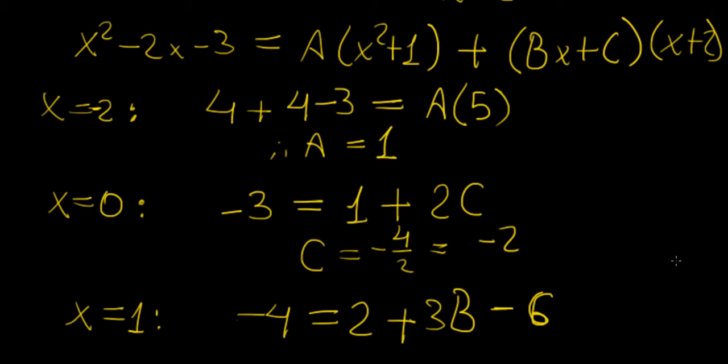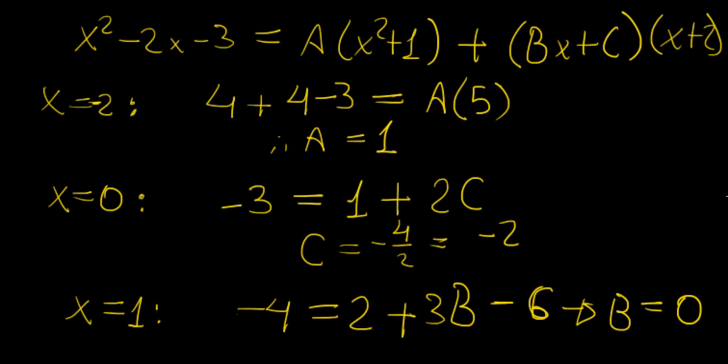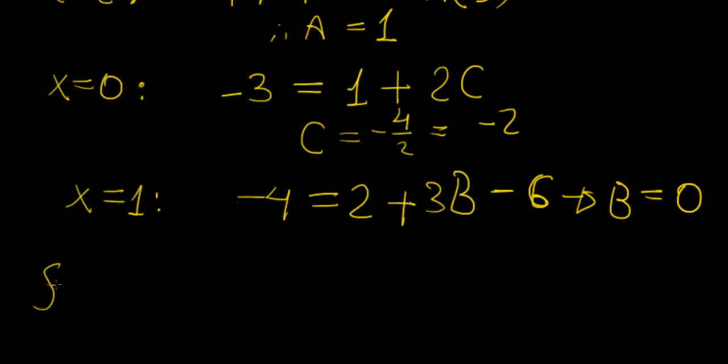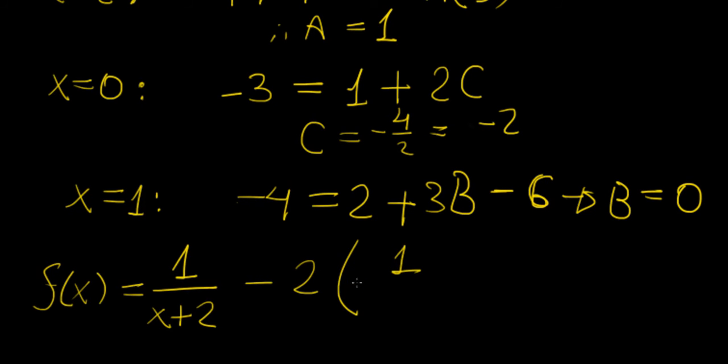And now if we solve for b, this is going to give us b equals 0, because we're going to have 2 on this side, 2 on that side, so 2 minus 2, that's just going to become 0 in the end. So what we're going to end up having in the end is the following function. Our function is going to become f of x equals 1 over x plus 2 minus 2 times 1 over x squared plus 1.